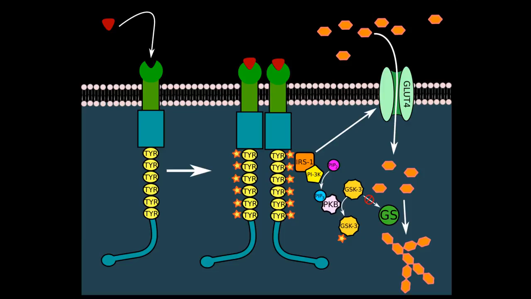Now from here, I'm going to talk specifically about how the insulin receptor works. Once this happens, you have a protein with an SH2 domain that can bind to it. In this case, it's IRS1, which stands for insulin receptor substrate 1.